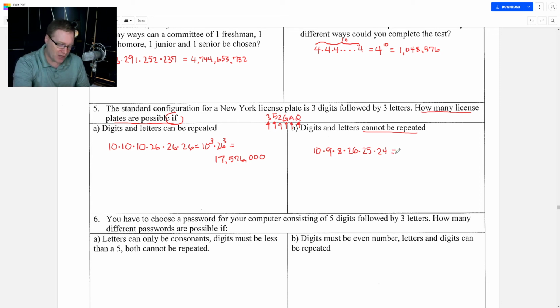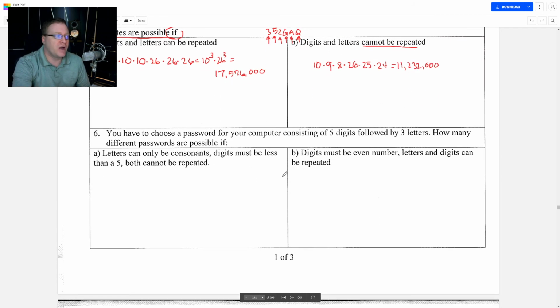And if you put that into a calculator, you'll get 11,232,000. And this makes sense, right? This one's going to be bigger than this one. If we can repeat, that's going to give us more choices, all right? More possibilities, all right? But if we can't repeat, we're going to have a smaller number. So this is 17 million. This is 11 million, all right? All right, and let's look at the last part.